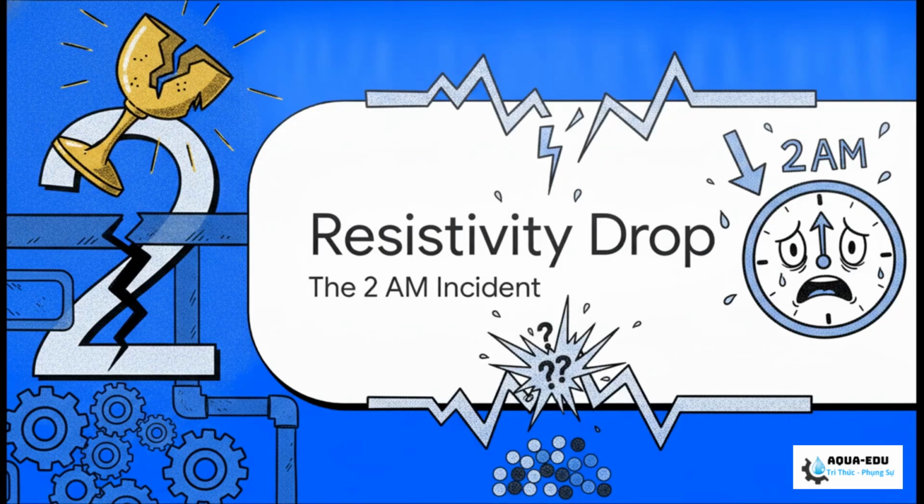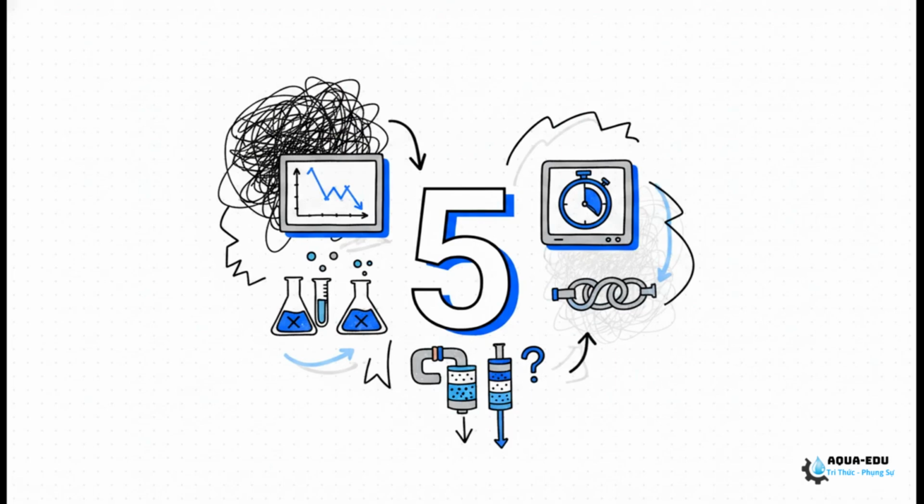Which brings us to part 2, the resistivity drop incident. But what happens when that gold standard just completely shatters? Picture this. It's 2 a.m. on the plant floor. You glance up at your SCADA screen, and you see this terrifying number. Product water resistivity has plummeted below 5 megaohms per centimeter. Listen, in the world of ultra-pure water, this isn't just a minor fluctuation. No way. This is a catastrophic loss of purity.